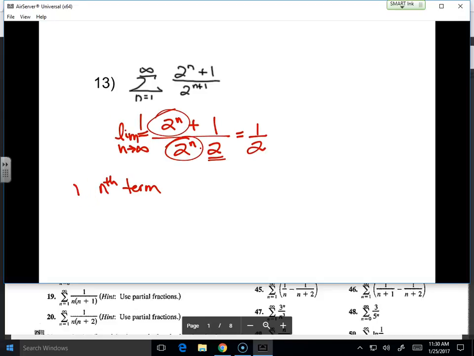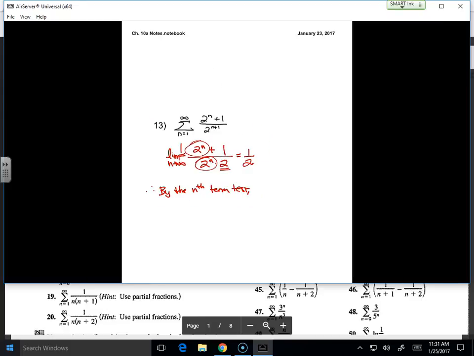Oh, that's true. By the nth term test. You didn't put this in. Yeah, I'm getting it. It's not showing on my screen, sorry. I have to zoom in, zoom out to see everything.